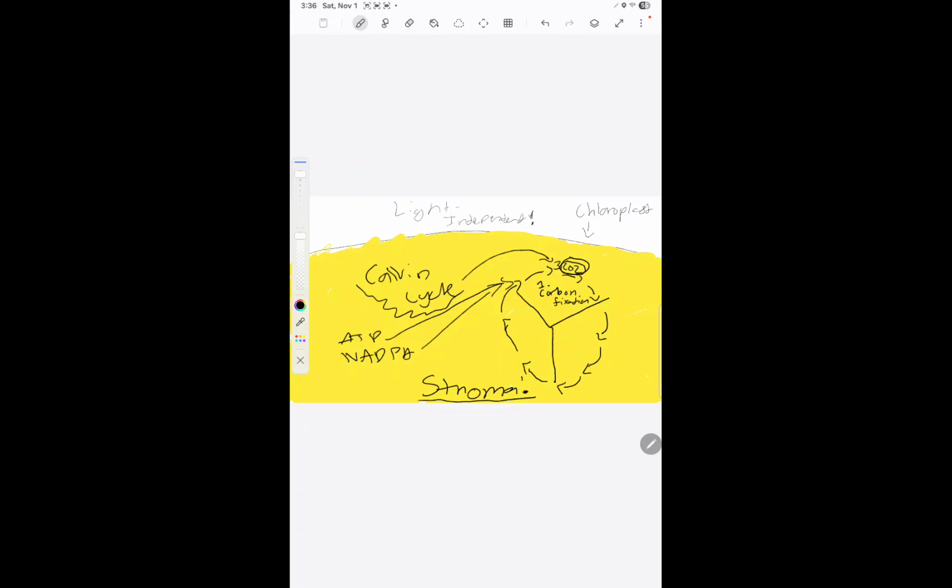So the first step is going to be carbon fixation, as you can see here. So what is carbon fixation? Carbon dioxide from the air is going to be entering the cycle, and it will be attached to a 5-carbon molecule. So your CO2 is going to attach to a 5-carbon molecule, and this will form a 6-carbon molecule.